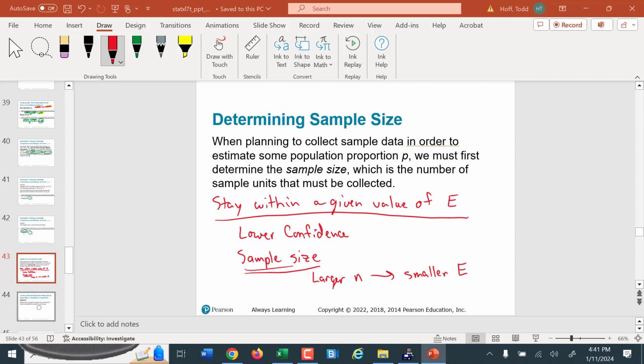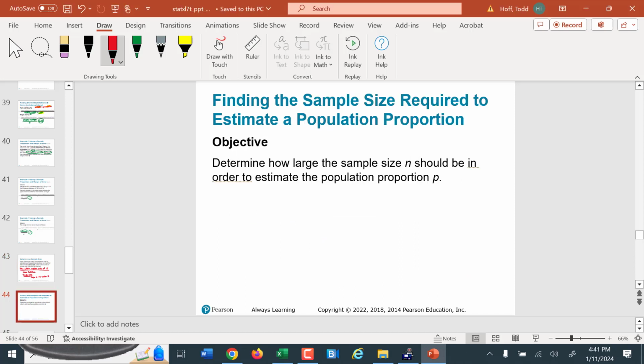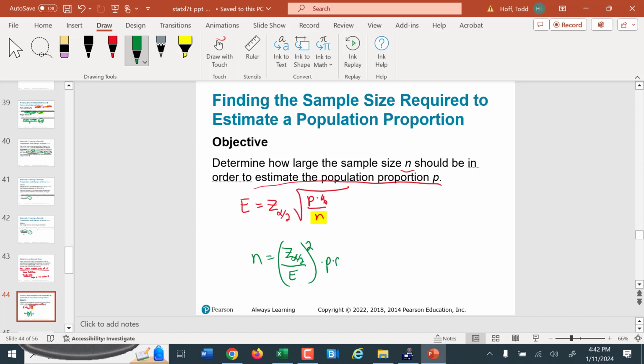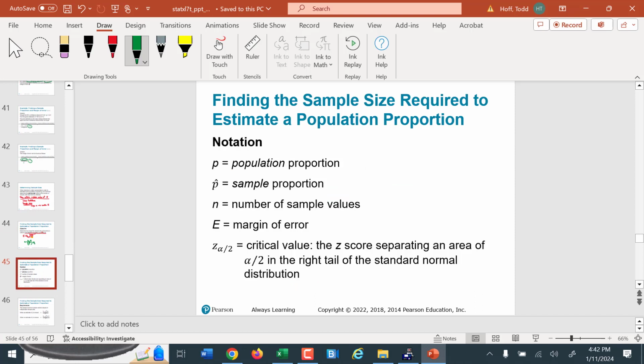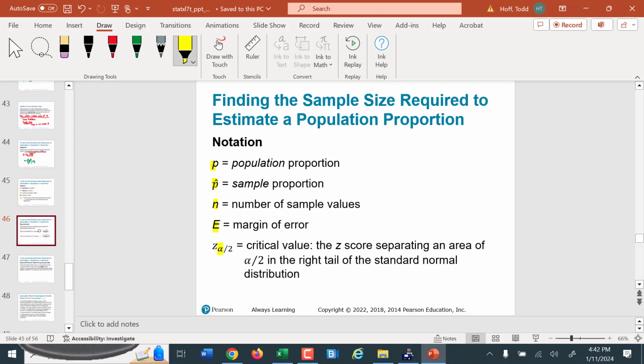And so what we do is we take our margin of error formula and we solve it for N. So if we want to know how large of a sample N should be taken in order for the estimate to be within a given margin of error for the proportion, we know that E equals Z critical, Z sub alpha over 2, times the square root of P times Q over N. Well, we're going to solve this formula for N to get that N equals Z sub alpha over 2 over our margin of error, squared, times P times Q. Using the same notation as we did for our confidence interval, there's our formula right there.